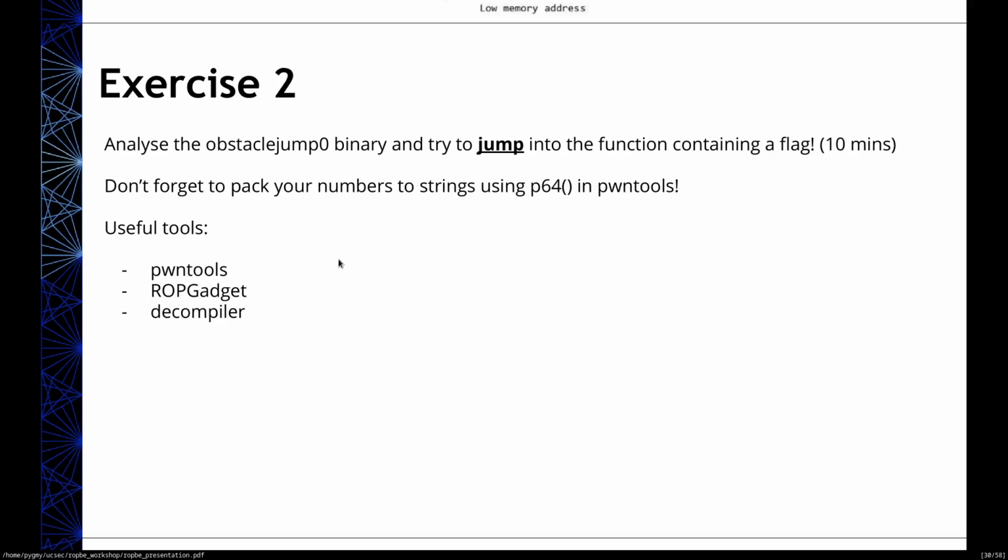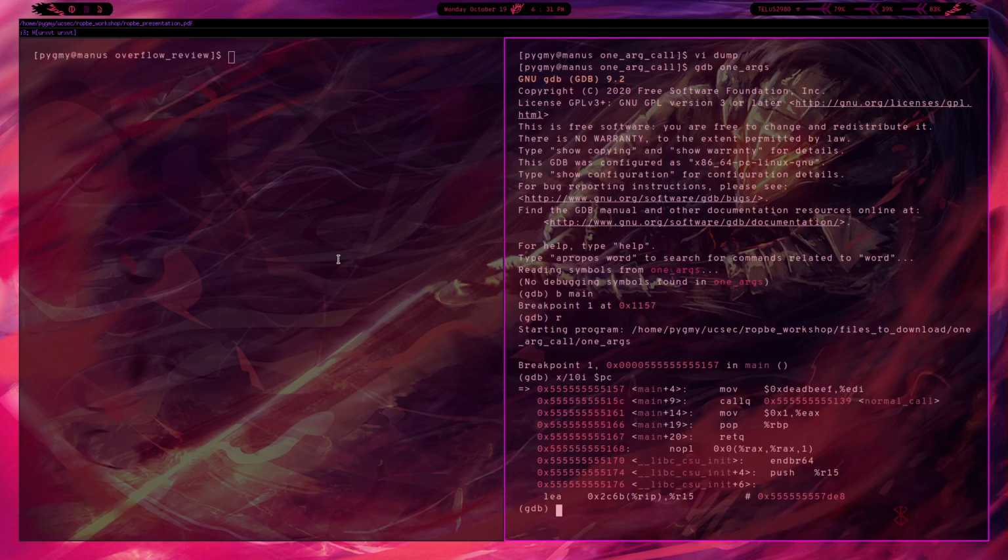For exercise 2, I want you guys to analyze the obstacle jump 0 binary and try to jump into the function containing a flag. Also, don't forget to pack your numbers to strings using p64 in pwntools. Okay. If anyone has any questions, feel free to ask.